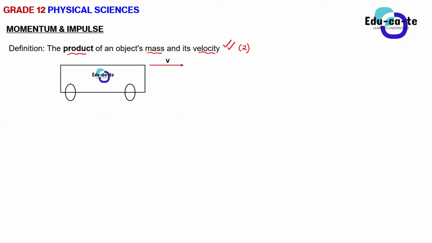Let's say you have a vehicle. You can see this is my beautiful car, and it is moving with a certain velocity v to the right. Whenever I want to calculate the momentum of that car, the formula I will use is p equals m times v. The p here stands for momentum. We use this symbol p to represent momentum, and it is a small letter p, guys, not a capital letter.